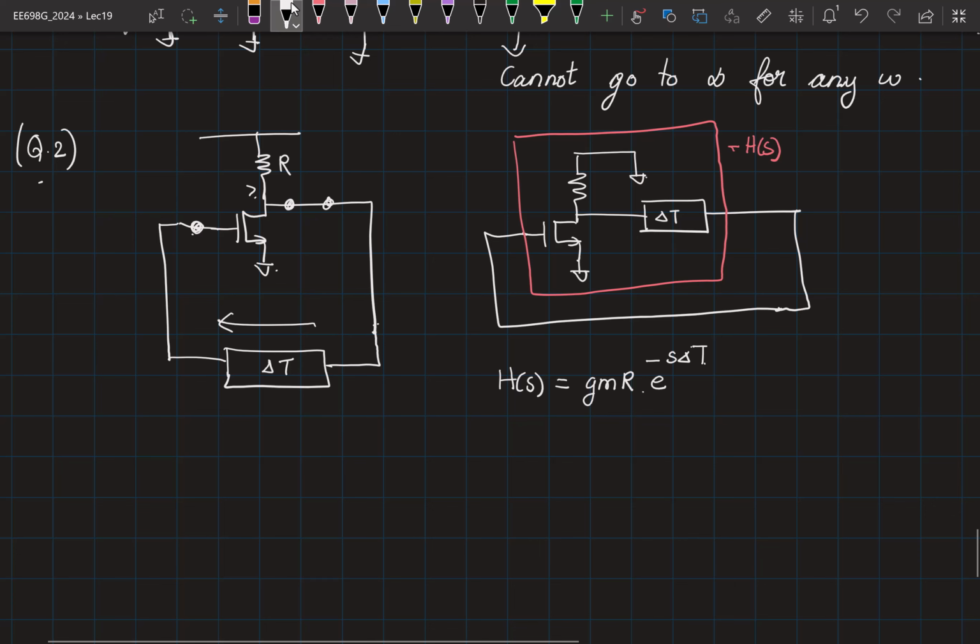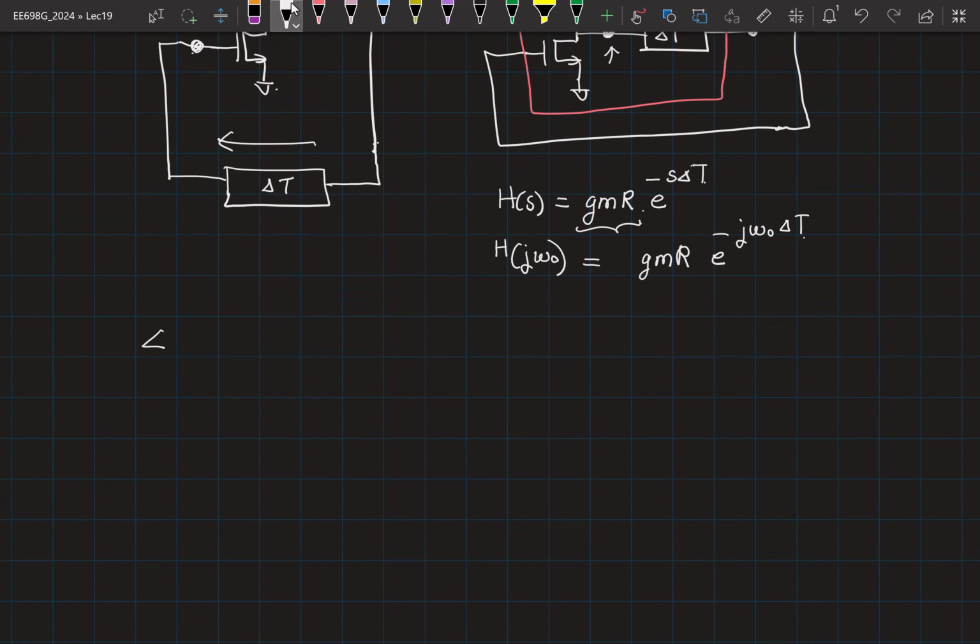So now I can write an expression for h of j omega. So GMR is okay to you? What is the expression till here? Minus GMR, right? So minus GMR. Now the signal here will be a delayed version of the signal appearing here. So it is GMR into e power minus s delta t. So what is h of j omega naught? This will be GMR into e power minus j omega naught into delta t. What is the angle of h of j omega naught? That is minus omega naught delta t.